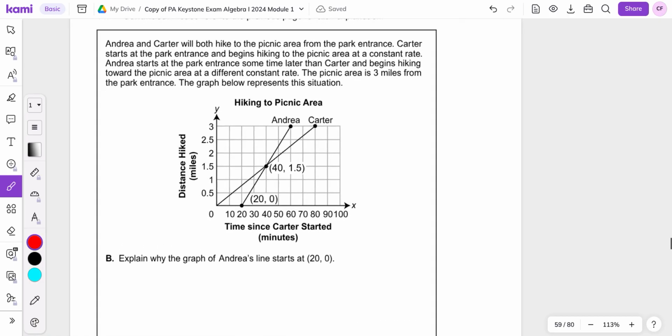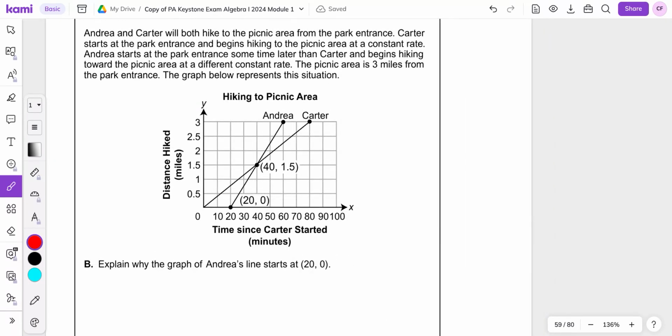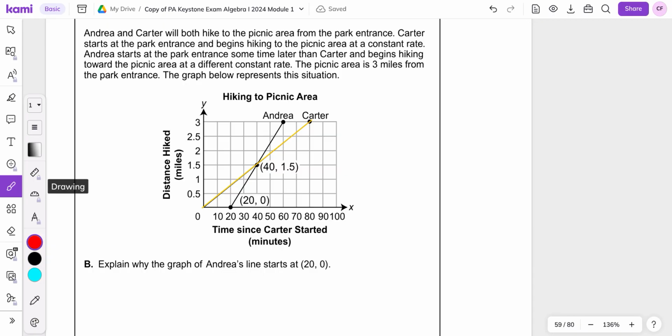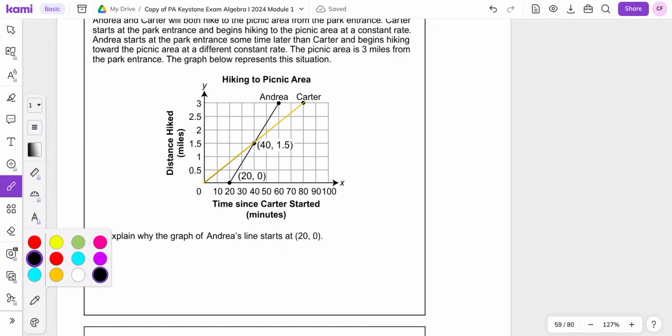So again, I have Andrea and Carter yet. We have graphs here with lines on the coordinate plane, and they're clearly labeled which is Andrea, which is Carter. Since I used orange for Carter last time, this one here is Carter. The question asks, explain why the graph of Andrea's line starts at the ordered pair 20, 0. Well, 20, 0 is an ordered pair, and ordered pairs go x, y, and that's 20, 0 right here.